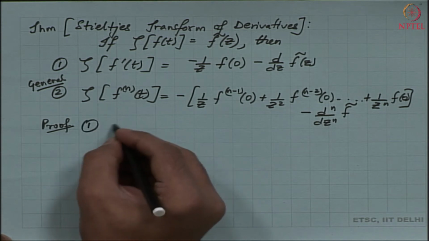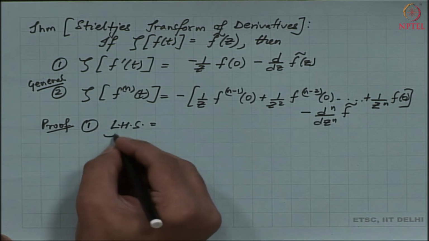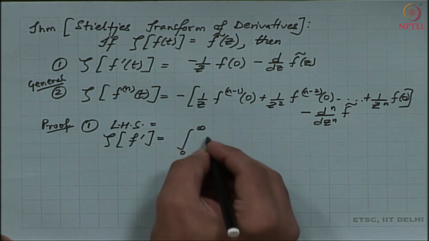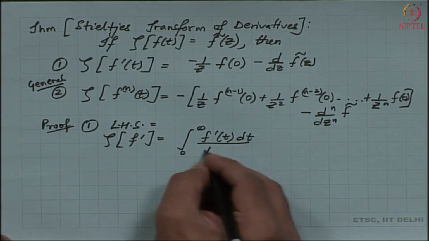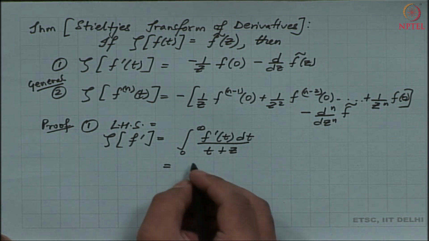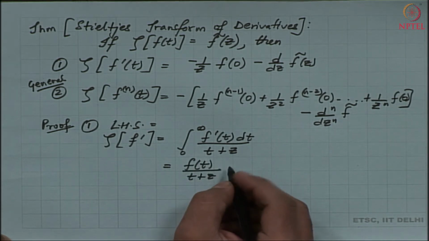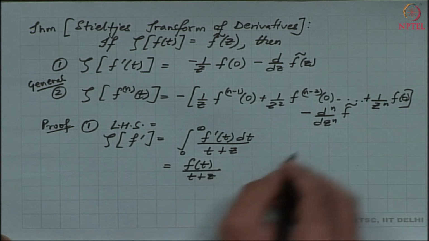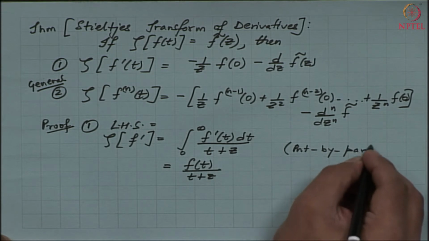So, let us look at the left hand side. This is the Stieltjes transform of f prime, given by the integral from 0 to infinity of f prime of t dt divided by t plus z. Then this is also equal to f of t by t plus z, and in evaluating this integral, I am using integration by parts.